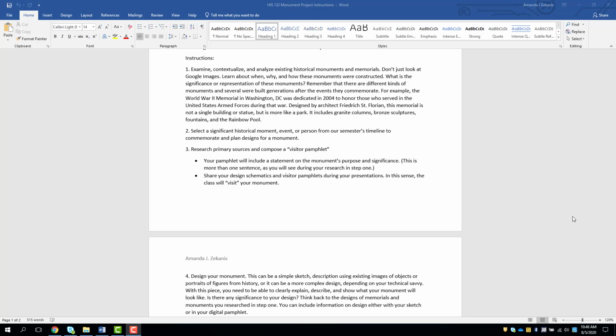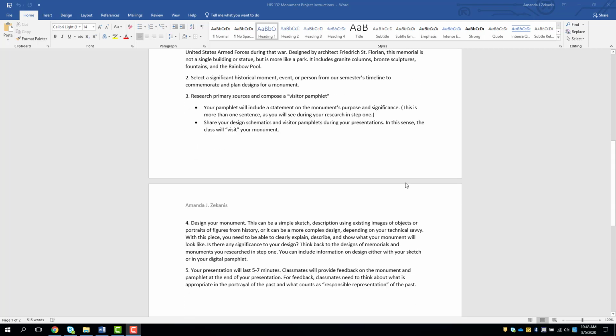So after you've researched, hopefully at least 3 different monuments and memorials to learn more about when they were built, why they were built, and what their purpose is, then the second step is to select a significant historical moment, event, or person from our semester's timeline. Okay, so it has to be something that happened over the course of our semester's timeline. And then you will pick something, and then you'll commemorate it and plan designs for a monument.